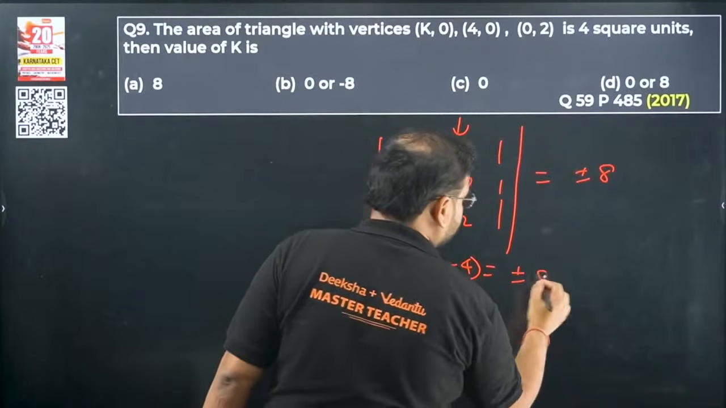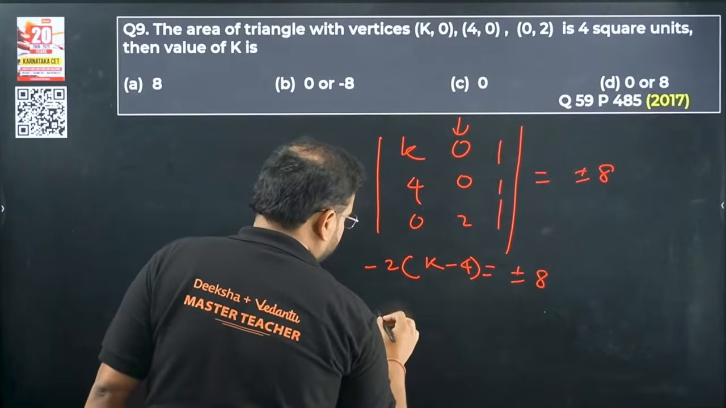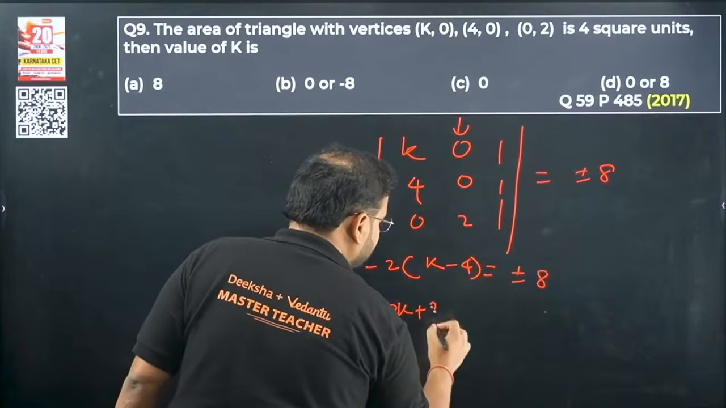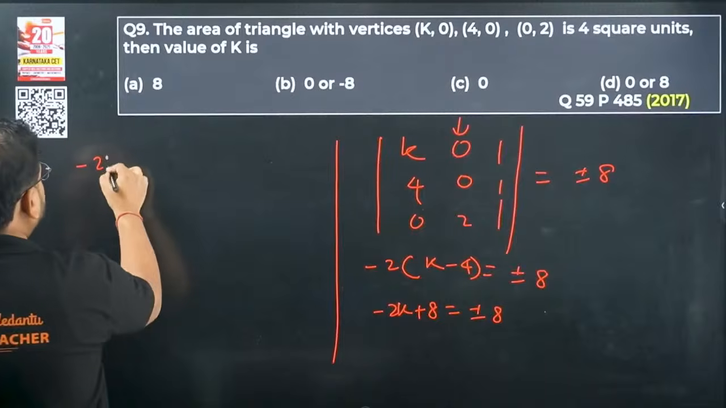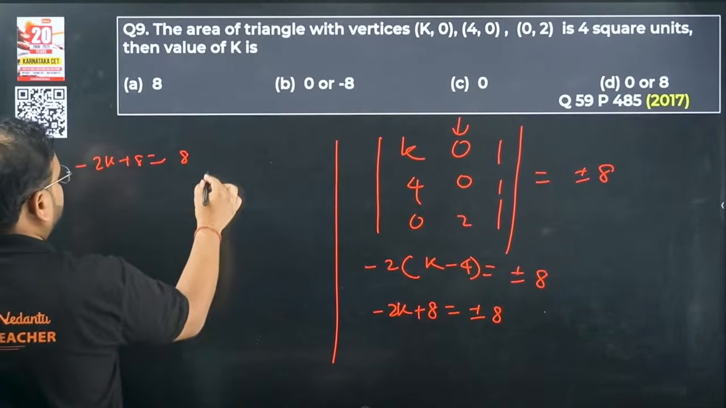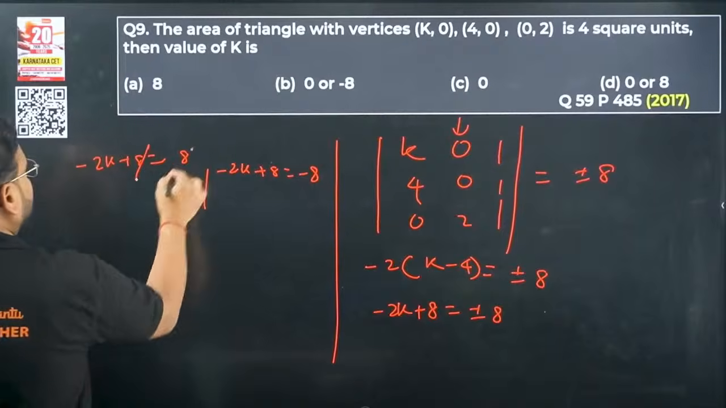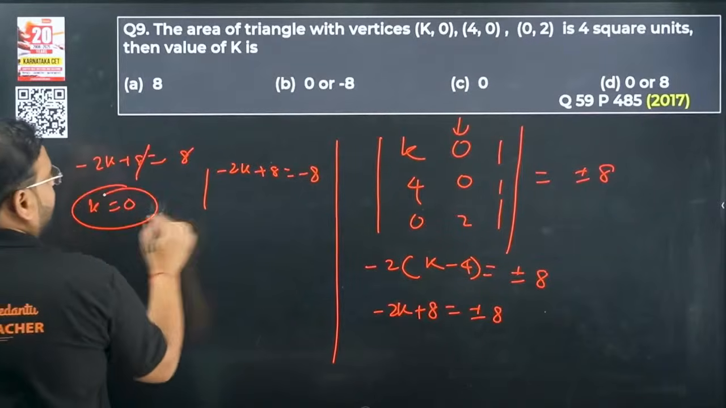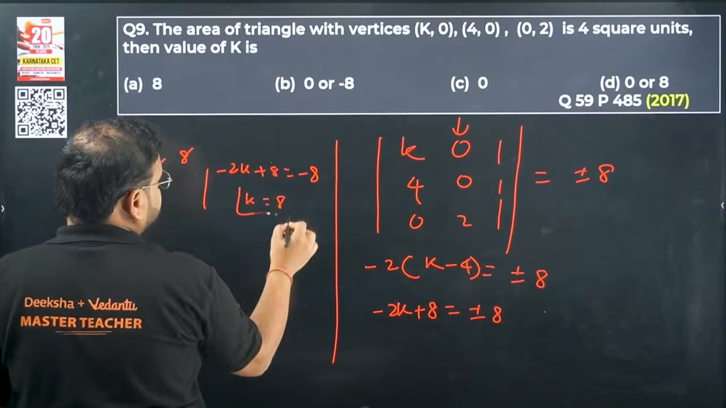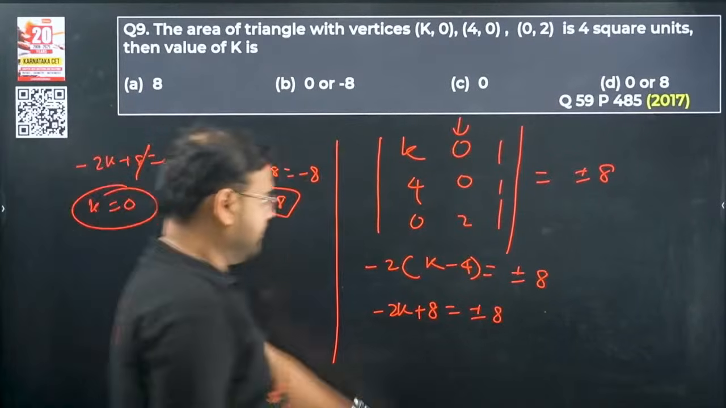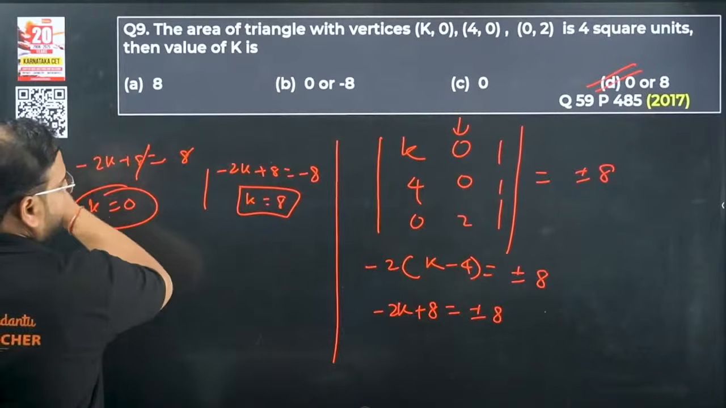Equal to plus minus 8. Check here. We're getting minus 2K and plus 8. So minus 2K plus 8 is plus minus 8. Solve it from here. You'll get the two answers. Minus 2K plus 8 is 8, and minus 2K plus 8 is minus 8. From here you get the value of K is 0, and from here you get the value of K will be 8. So answer is 0 and 8. Option D. Right here. Question number 59, page 485 from our book.